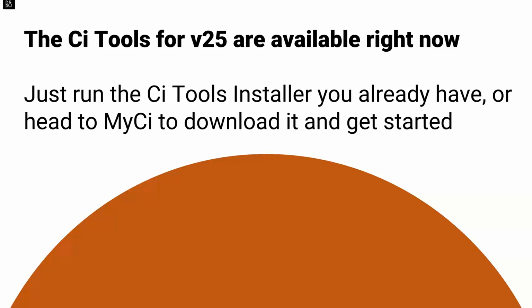And yes, today we're going to be looking at the new tools for Archicad 25. As you can hopefully see in the message on your screen, the tools have been released for Archicad 25, so you can get started with them right away. If you already have some tools installed, just run your CI Tools installer. It'll install an update that was just released this morning, and then the tools for Archicad 25 will be available there. And if you don't have them already, just head to My CI and go to the CI Tools section there, and you can download the tools from there.